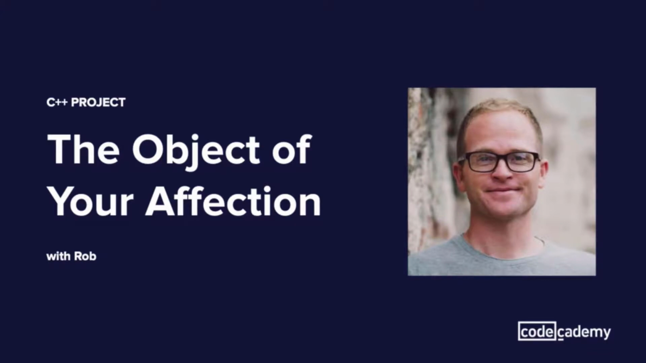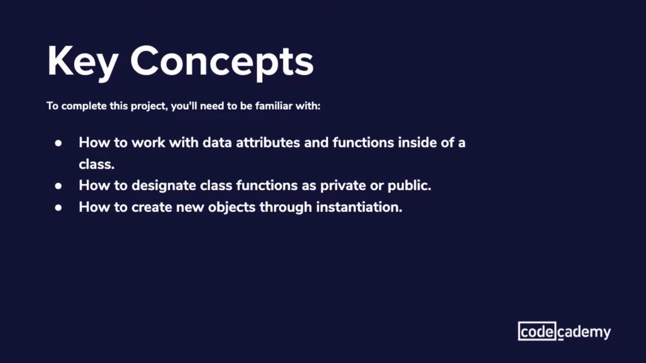In this video, we're going to walk through the C++ project, Object of Your Affection. So far, we have learned the basics of objects and classes in C++. To complete this project, you'll need to be familiar with how to work with data attributes and functions inside of a class, how to designate class functions as private or public, and how to create new objects through instantiation.